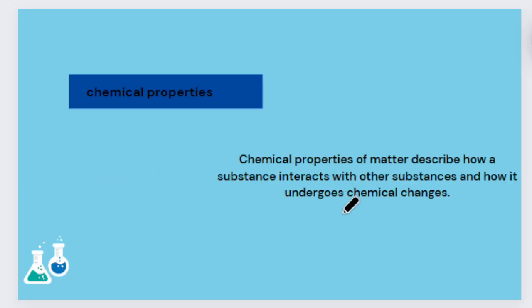Yes, next we take chemical properties. Chemical properties of matter describe how a substance interacts with other substances and how it undergoes chemical changes. So chemical properties are all about chemical changes. How a matter undergoes chemical changes is called chemical properties.